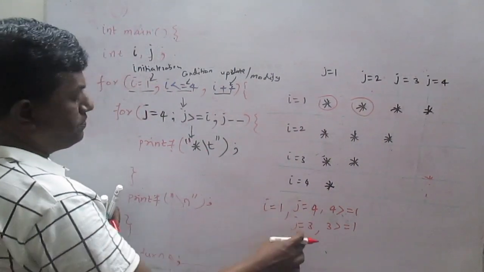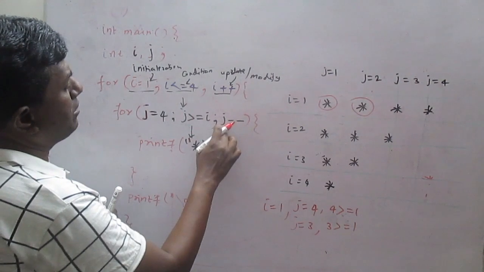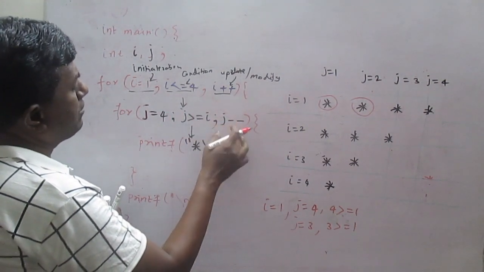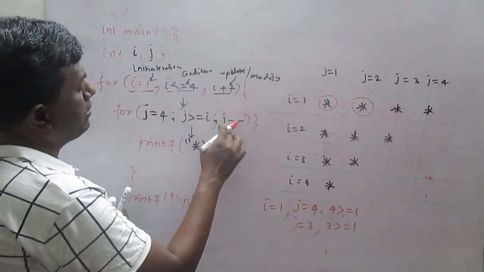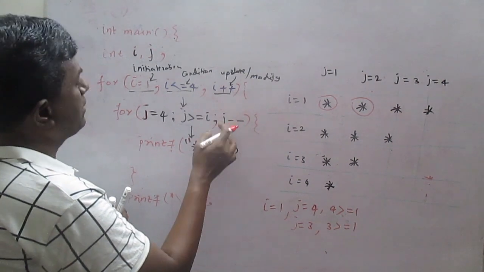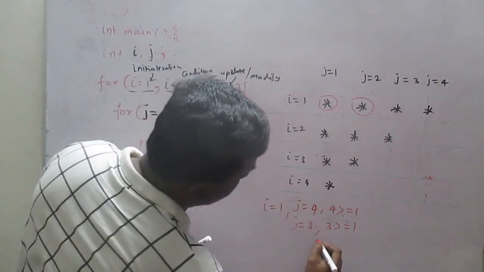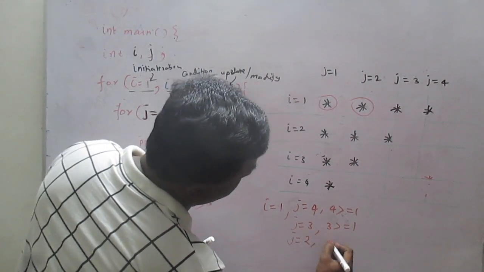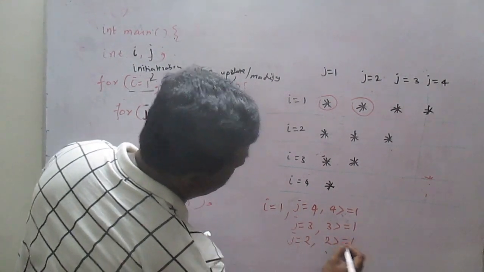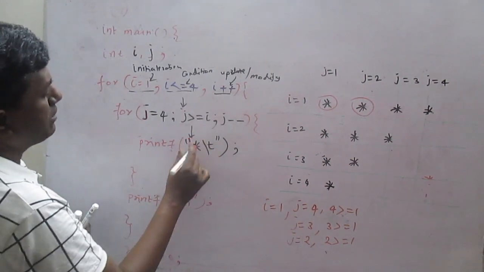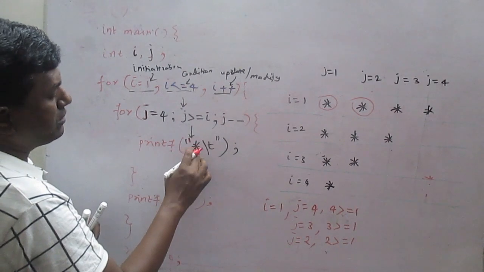Then again we are going back and doing the decrement. Previously it was 3, now it is 2, so from 3 to 2. Now j is 2, and 2 is greater than or equal to 1. We are checking the condition, it is true. We enter here, and we are printing the star again.